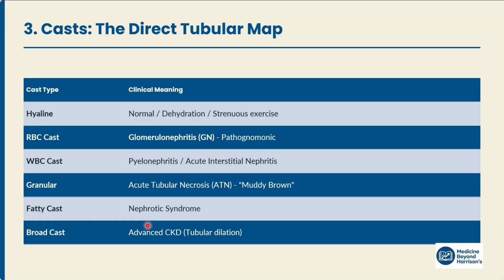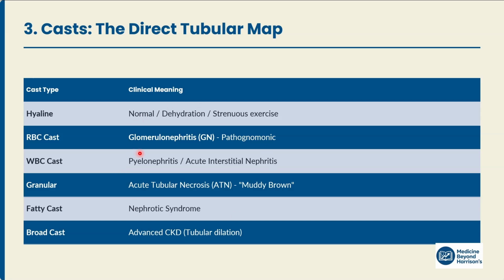In this, tubules get atrophied and dilated. Because of the dilatation, the casts that are normally formed are very broad in size. Because of the tubular dilatation, the space is more, so they become broad compared to the normal casts. So it suggests advanced CKD. So these are the common entities or diagnoses that you can suspect based on just the urine routine and microscopic analysis.